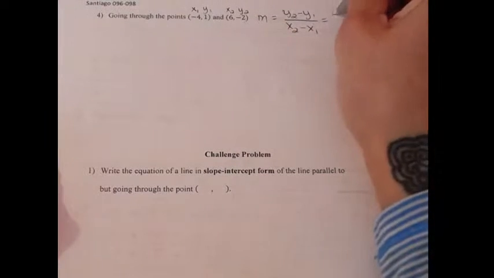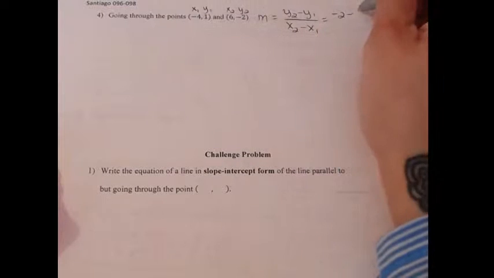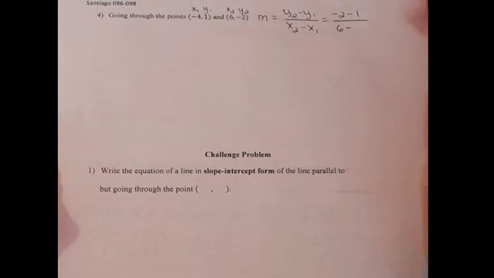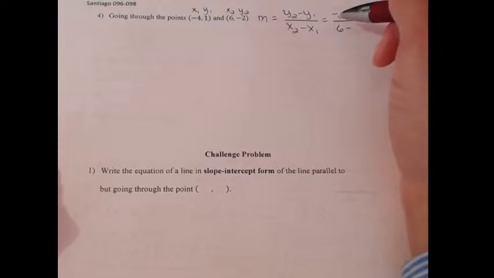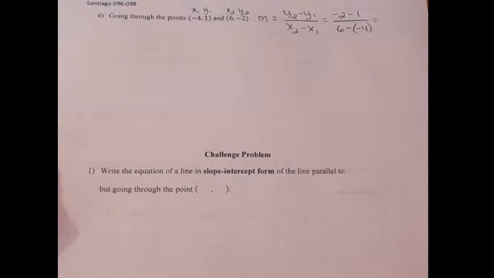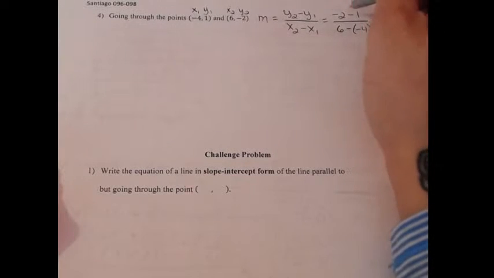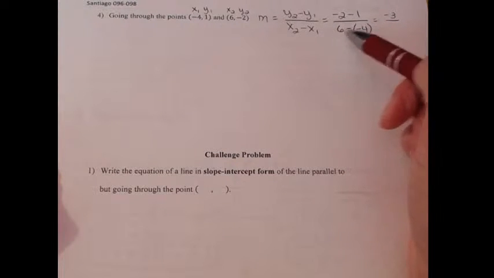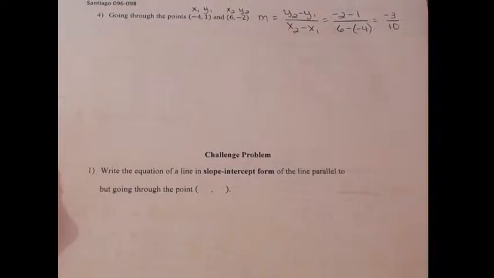y2 is -2 minus y1, which is 1, over x2, which is 6, minus x1, which is -4. So I could write 6 minus a -4, or I could write 6 plus 4. I'm just going to write 6 minus a -4, just so that you all recall, oh yeah, that's how we got that value. -2 minus 1 gives us -3. And 6 minus -4, or 6 plus 4, is 10. So we have just discovered that the slope is -3/10. That doesn't reduce, and we are not going to write that as a decimal.